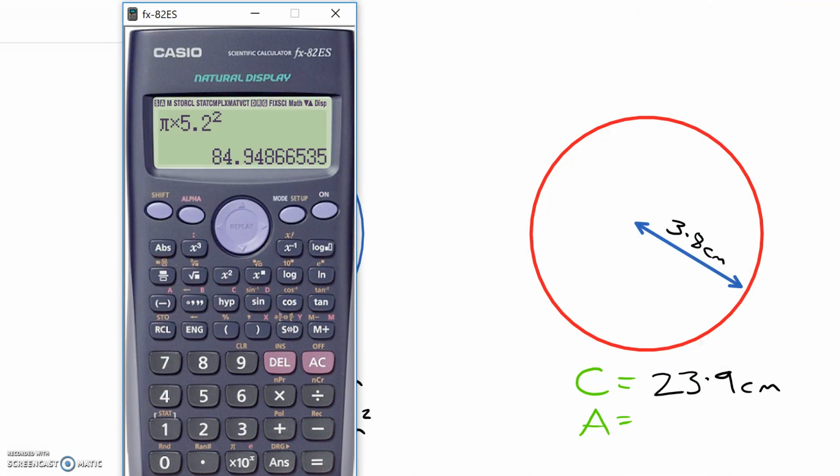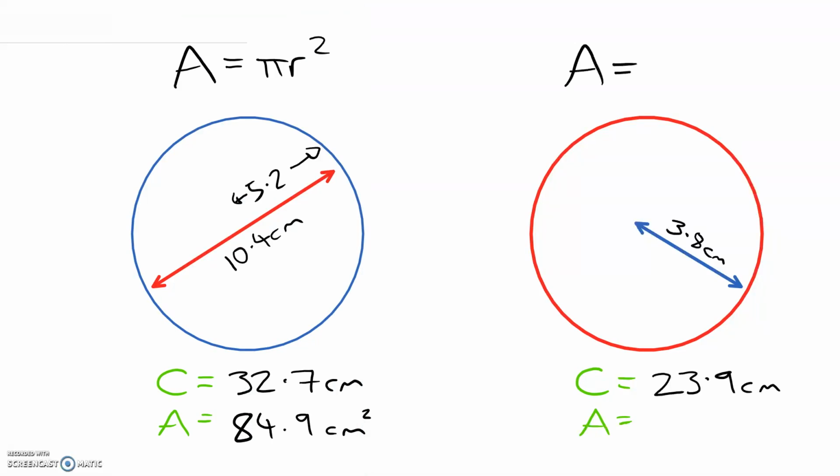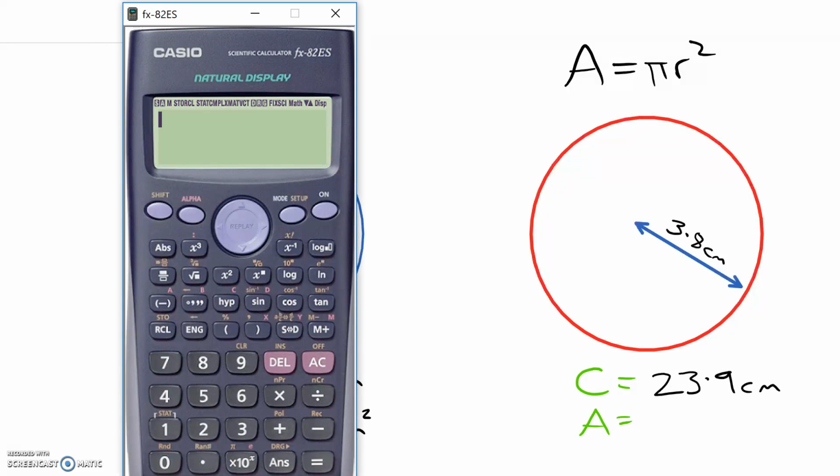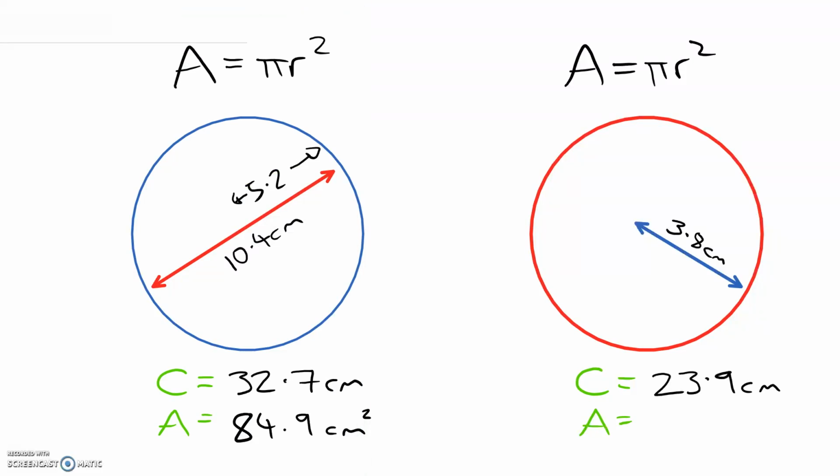Okay, let's try circle 2. Okay, so we got a circumference of 23.9. Let's do our area. And again, we need area equals pi r squared. And this time I know the radius straight away, so I can type straight in pi times my radius squared, 3.8 squared. And I make that 45.4 to one decimal place. So 45.4 square centimetres.